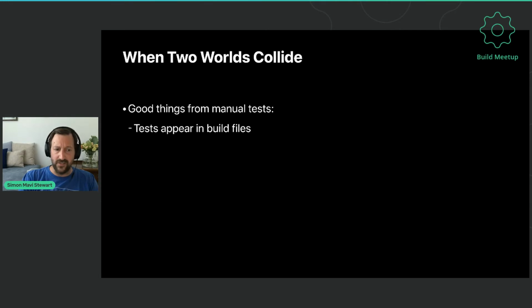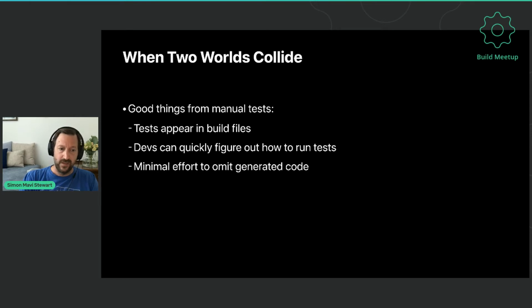The good things from the manual tests. Tests appear in build files. You can do Bazel query, they're easy to find, they're discoverable, right? And that's a great thing, because it means that devs can quickly figure out how to run tests. And we want them to run the lint tests, right? Otherwise we wouldn't have them. It also takes minimal effort to omit generated code. That is, if you want to not run the lint test for this pile of code, you just don't add the test target. I'd suggest the disadvantage is that actually you need to remember to add the things, and that's difficult.